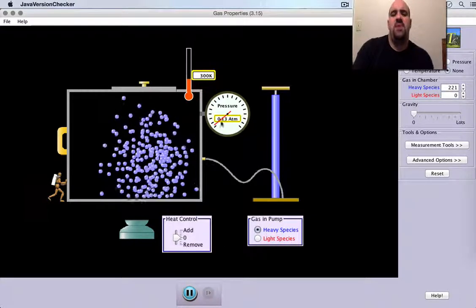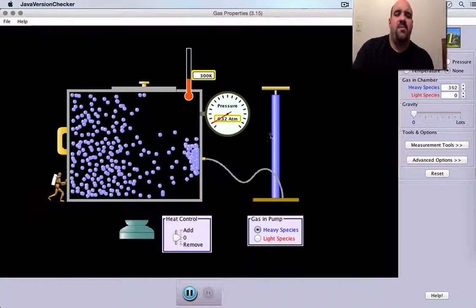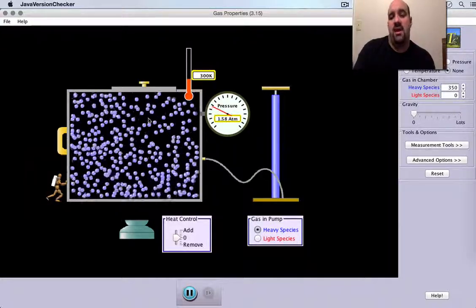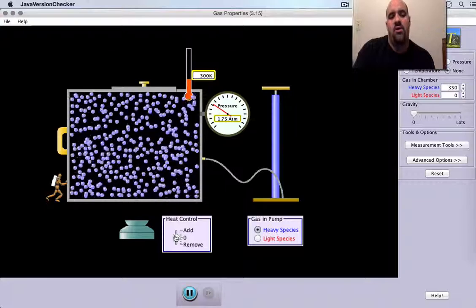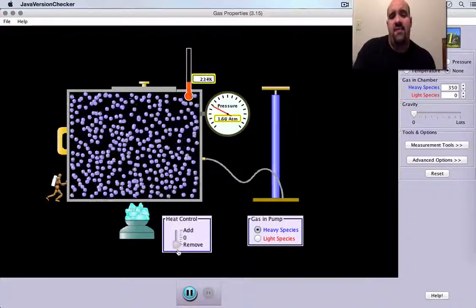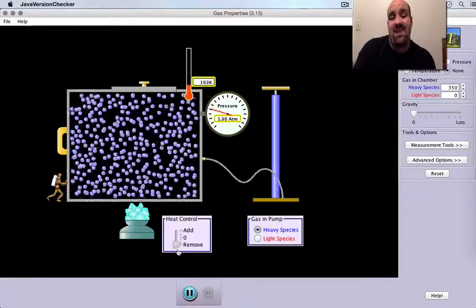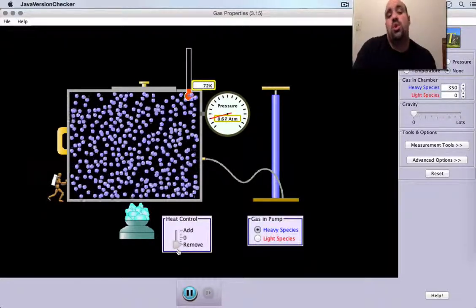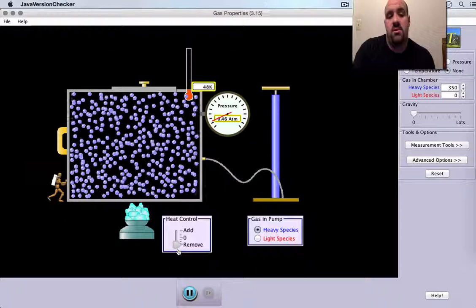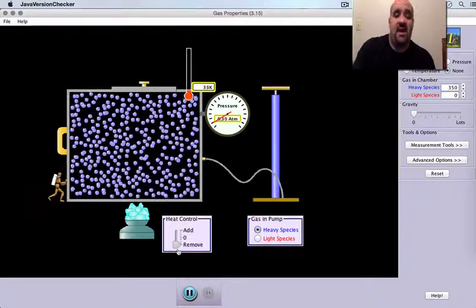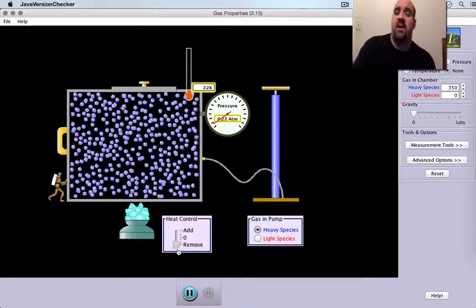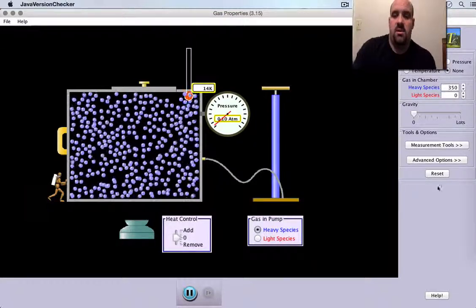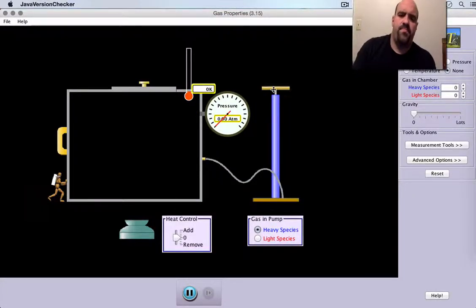And the same general process happens in reverse. What happens if we cool the particles in a fixed volume of gas? Well, they're going to move slower, and they're not going to probably hit the sides of the container as frequently, and they're not going to hit it as forcefully. So pressure is going to go down. So for a fixed volume of gas, as temperature goes up, pressure goes up. As temperature goes down, pressure goes down. And we'll reset that again.